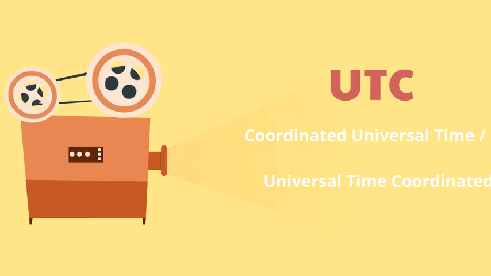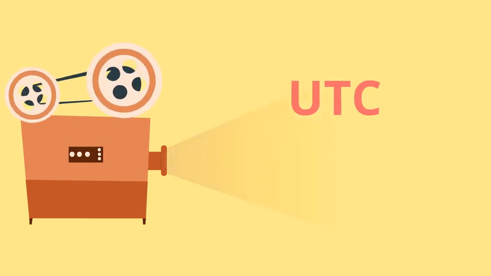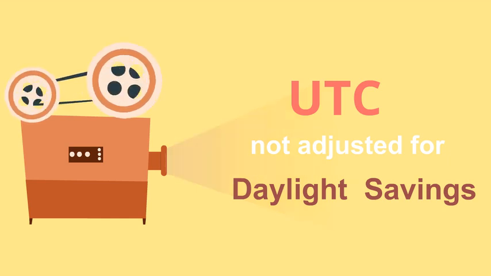UTC is the time standard commonly used across the world. The world's timing centers have agreed to keep their time scales closely synchronized or coordinated, therefore the name Coordinated Universal Time. Prior to 1972, this time was called Greenwich Mean Time, GMT. But now this time is referred to as Coordinated Universal Time or Universal Time Coordinated, UTC. UTC time is more precise than GMT, because UTC times are not adjusted for daylight savings.